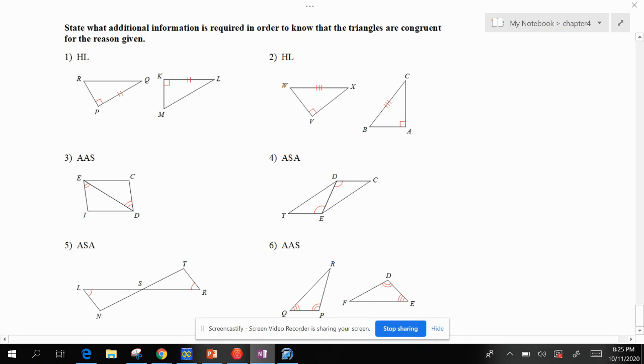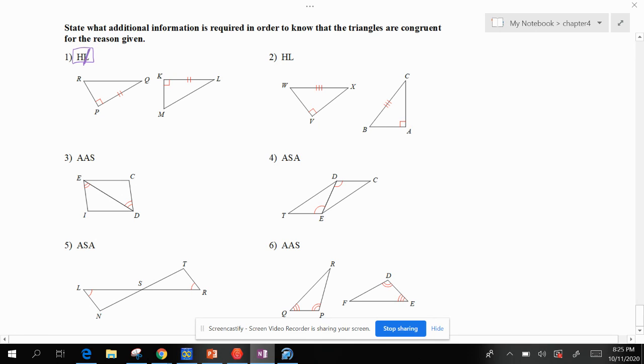All right, in the first example, it says that these two triangles are congruent by HL, hypotenuse, leg. So I look at where my right angle is, so I can identify that the two sides coming off of it are my legs. I see that this one is tallied. I look at my other triangle. These are the two sides that come off of it, so these are my legs. I see this one is tallied. So they gave me the information that this leg, PQ, is congruent to this leg, KL.